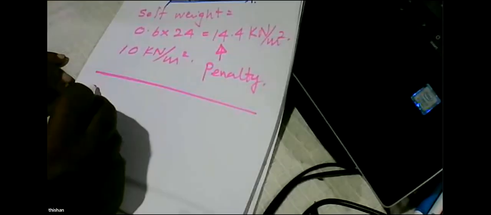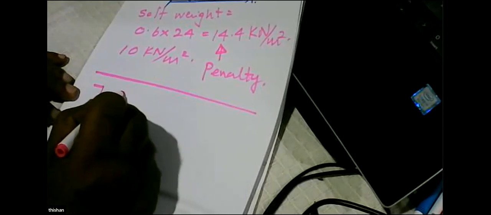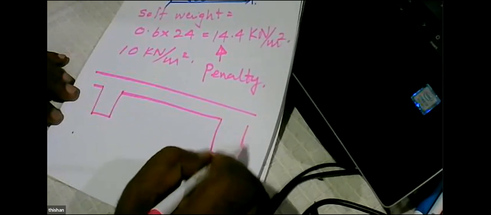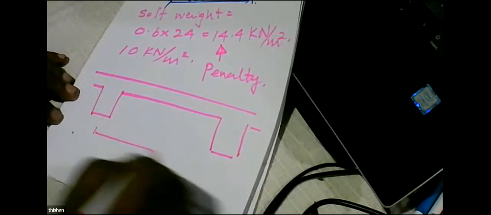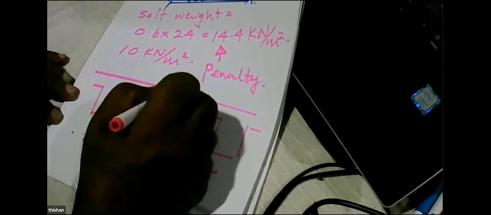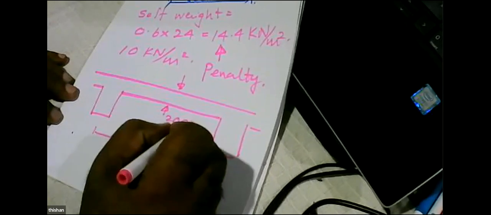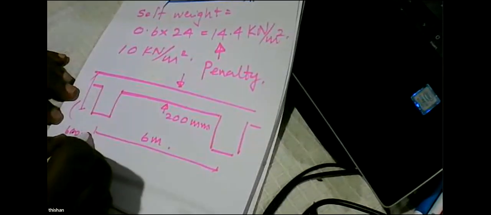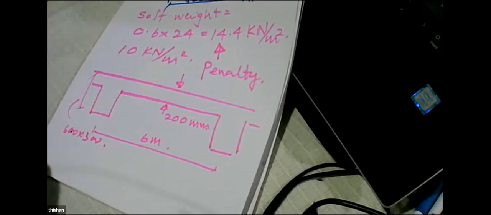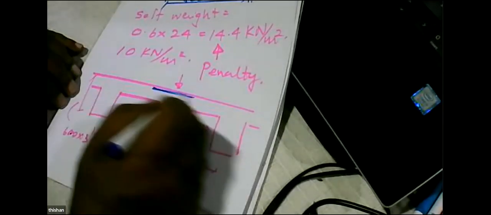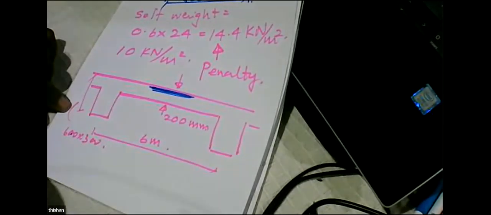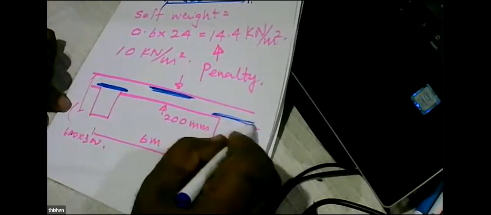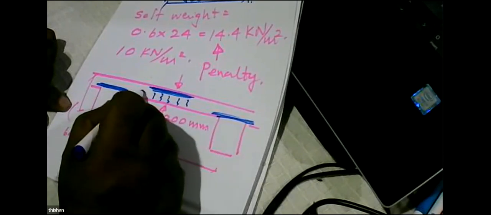So let's look at another simple example, nothing to do with bridges, but in buildings. We have beams, and let's say the span is 6 meters. We have a slab of 200 millimeter thickness, and the beams are about 600 by 300, right? So what happens? Again, the same scenario. Somewhere here you get a little bit of compression. Somewhere here, you get a little bit of compression. What else? Everything else is cracked.